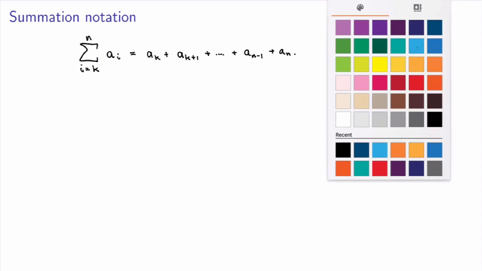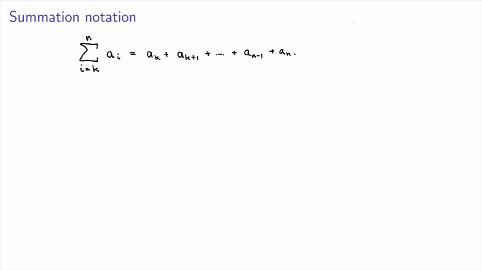Now there are two things here that I assume when I write this. First, I assume that k and n are integers, otherwise this notation doesn't make sense. And I'm also going to assume that n is greater than or equal to k, so that I can count from k to n to make sense of this notation. All right, so let me give you two examples just to clarify what I mean.